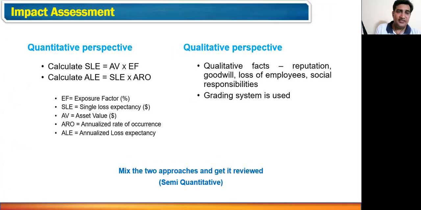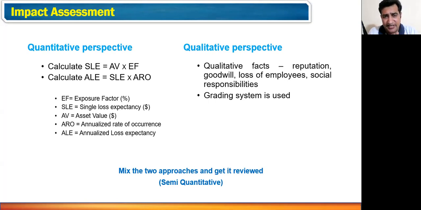Now, this is the formula we are going to have, right? Single loss expectancy and annual loss expectancy. Single loss expectancy into annual rate of occurrence will provide us some kind of quantitative perspective on the loss, right? So that is how we are actually calculating risk. It's nothing but again the risk analysis.